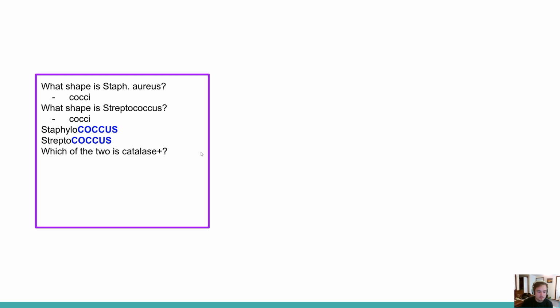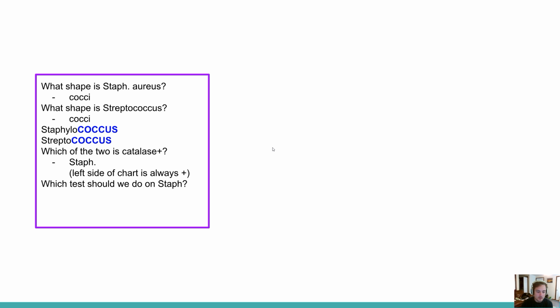And then which of the two was catalase positive? Everything that's positive is going to stay on the left side of the chart here that we're describing. So catalase positive is going to go with staph. So Staphylococcus, always left side of the chart here is going to be positive. So I really want you to learn this chart, even though you may not know exactly what the tests are. We'll get into that farther on.